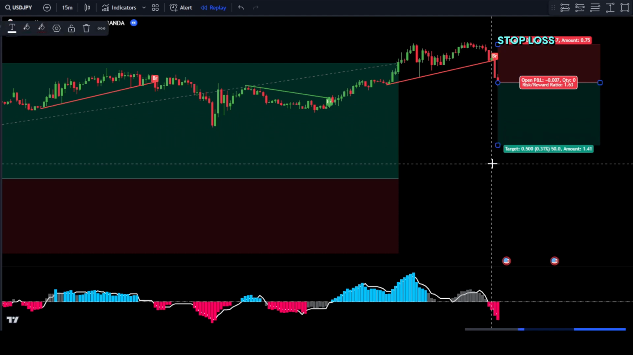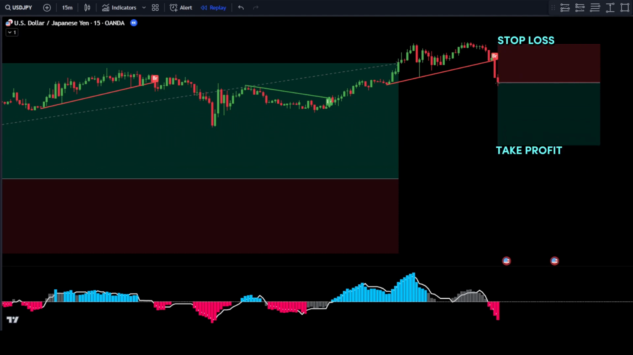Place a stop loss at the last swing high. Use a take-profit target with a risk-reward ratio of 1 to 1.5.